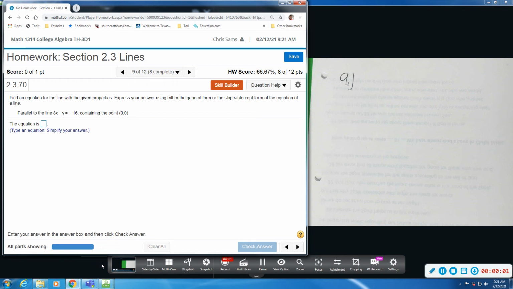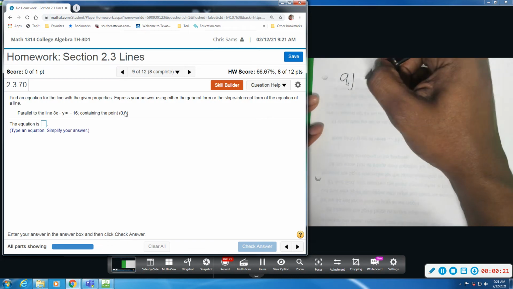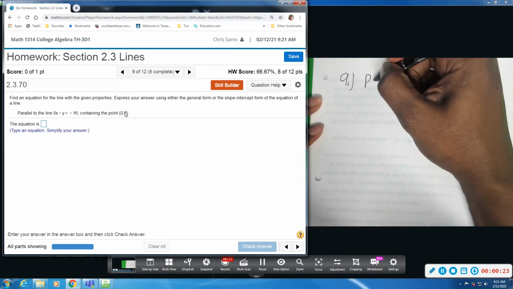Number 9, we want to find the equation for the line with the given property. We want to express the answer in general or slope-intercept form. And what we see is we're going to be parallel to this line, which is in standard form, and it contains the point (0, 0). Okay, so parallel. Got to remind ourselves, what does that mean?